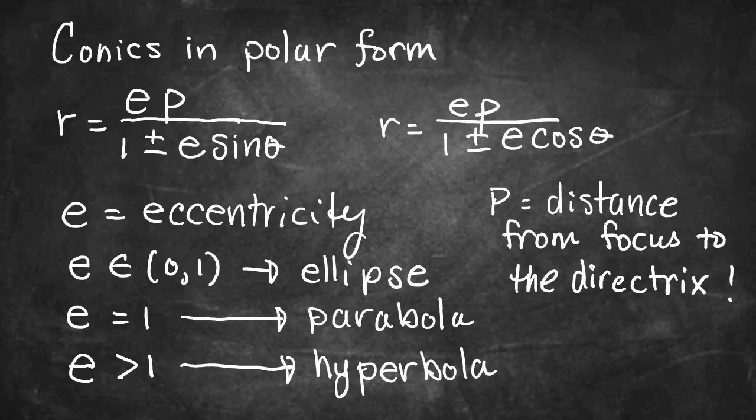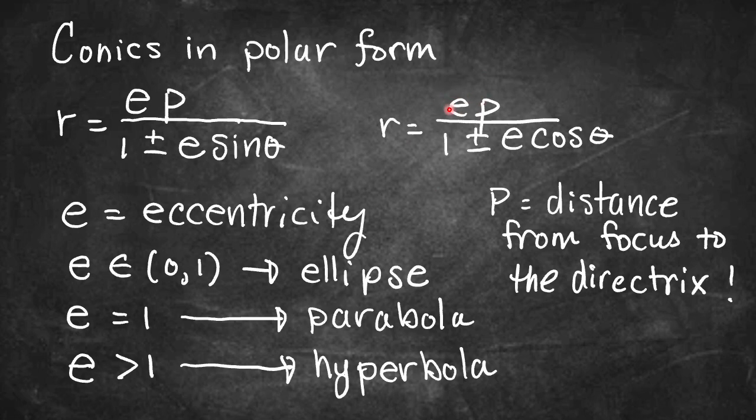We're going to do a quick mini lesson to look at how we can sketch a conic, just a sketch, when it's in polar form. So we have two general equations that we can use for polar form of a conic. We have r equals e times p over 1 plus or minus e sine theta. And then we have the same equation over here, but we just changed that e sine theta to e cosine theta.